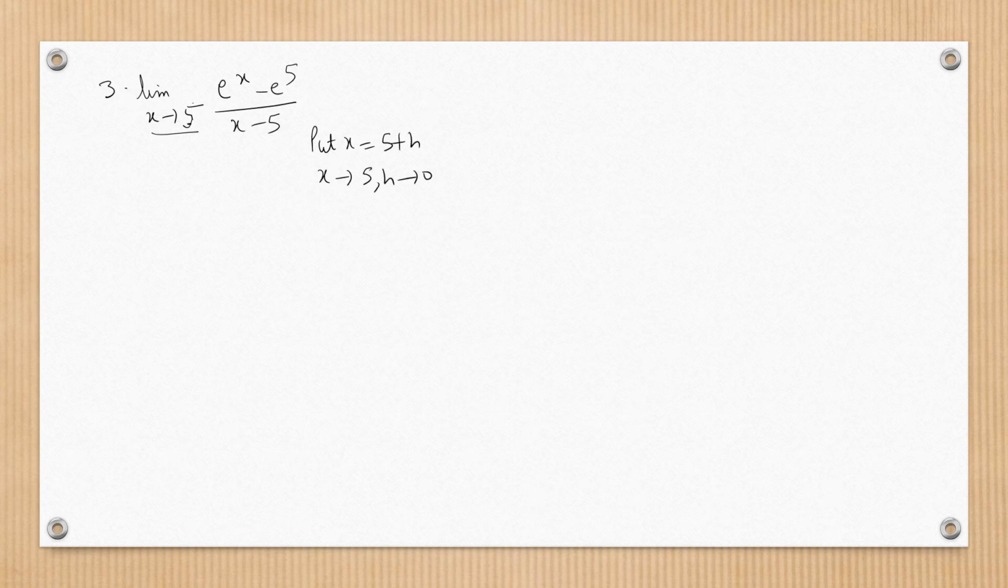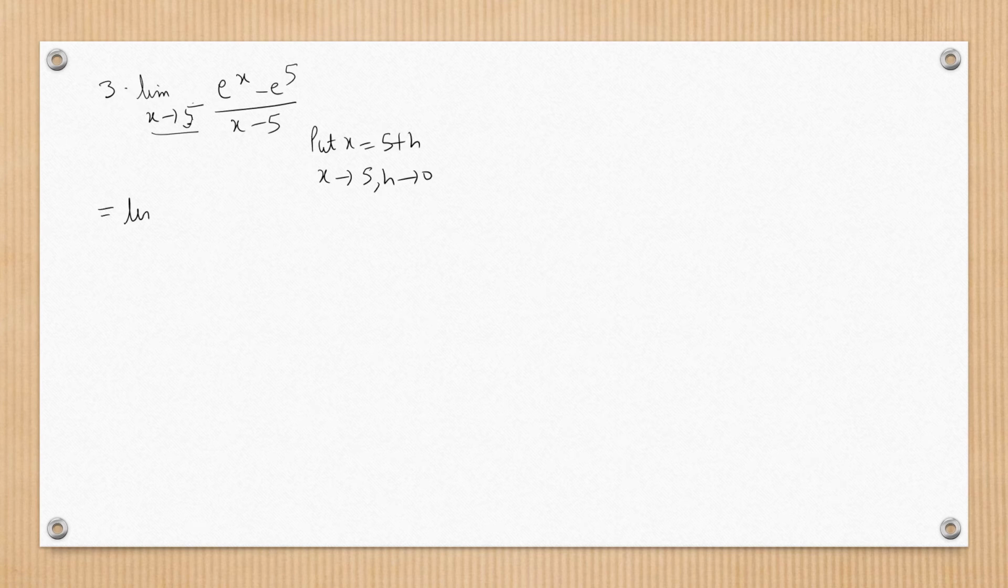Now question number 3 is limit x approaches 5, e raised to power x minus e raised to power 5 upon x minus 5. Now see, the result is regarding limit x approaches 0. Here x is not approaching 0, but I can make it approach 0. How? Put x as 5 plus h. As x approaches 5, h will approach 0.